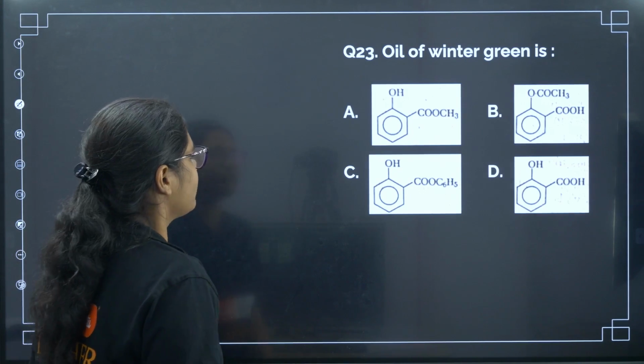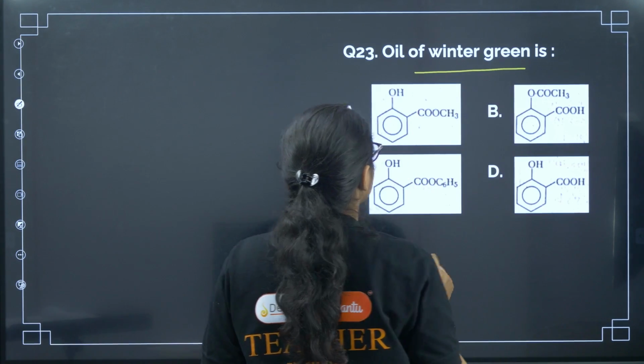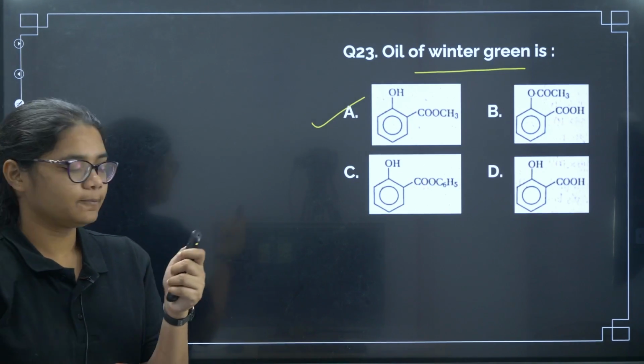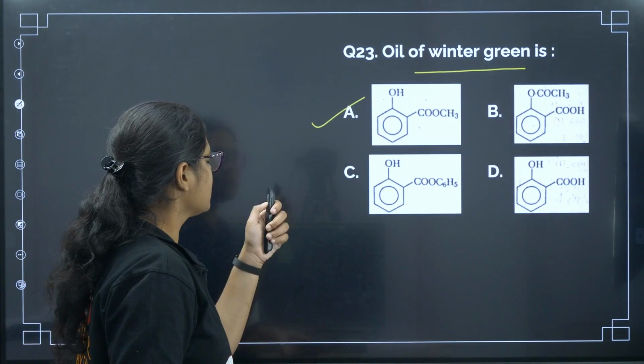Next. Okay, so oil of wintergreen. This compound, that is your first option number A, is called oil of wintergreen. Okay, so this is a fact-based question.